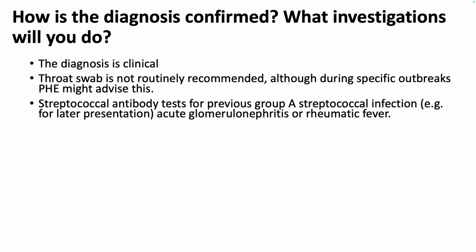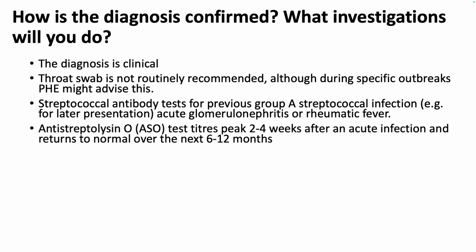There are also blood tests that you can do to look for previous group A strep infection, which would be the ASOT or anti-DNase B tests. You might look at these if someone comes to you with what you think is a post-infectious complication. So someone comes to you with glomerulonephritis, or you think they've got rheumatic fever.